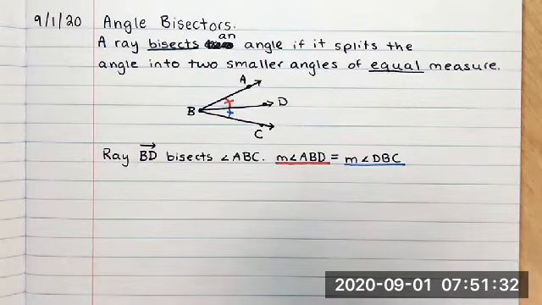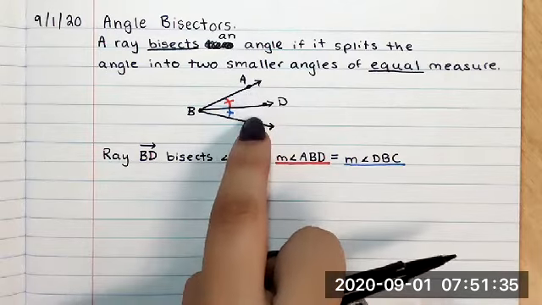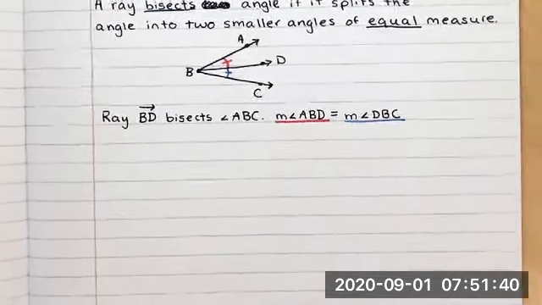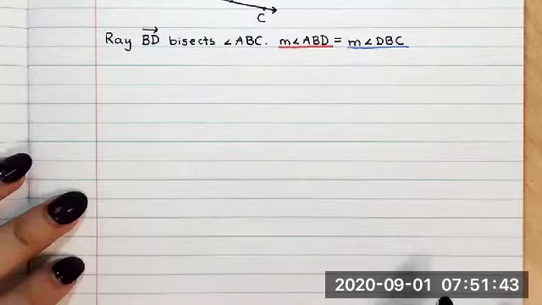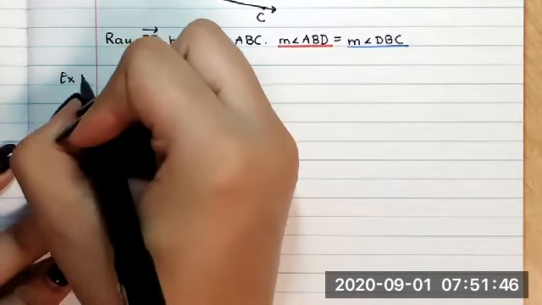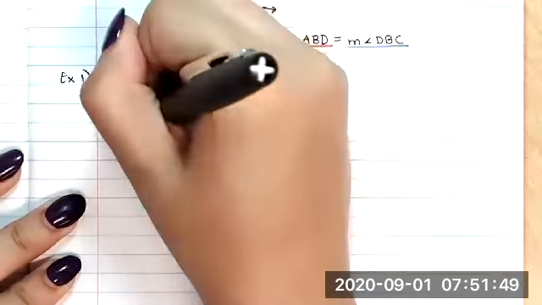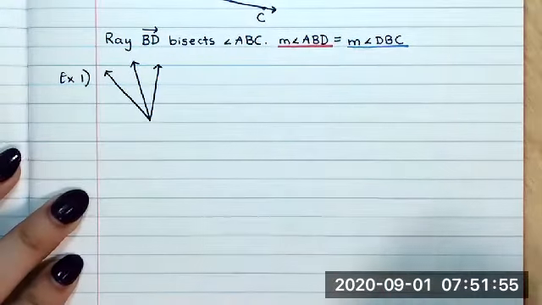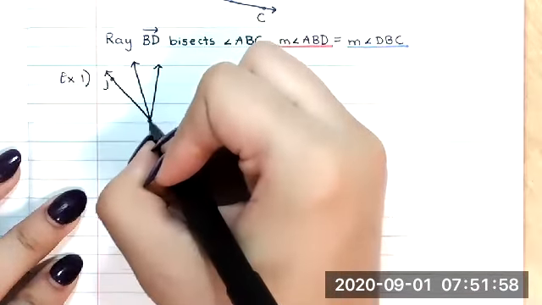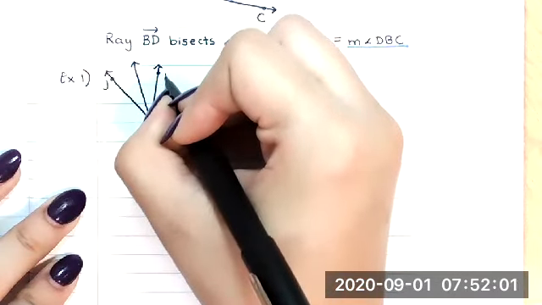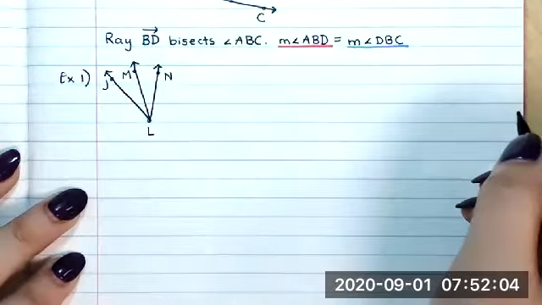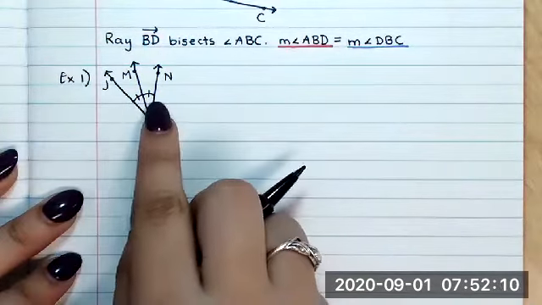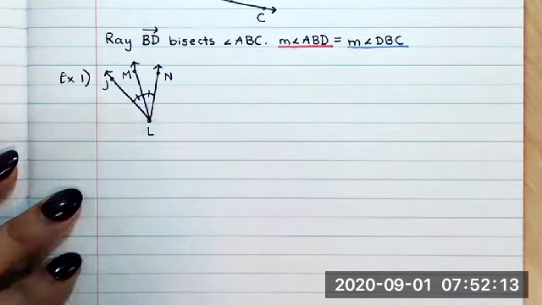So anytime you have any angle bisected, the two formed will always be equal. So let's take a look at a few simple examples. So I'm going to draw a bisected angle here. Label it J, L, N, and M. So these markings here mean that the angle is bisected and these two are congruent.